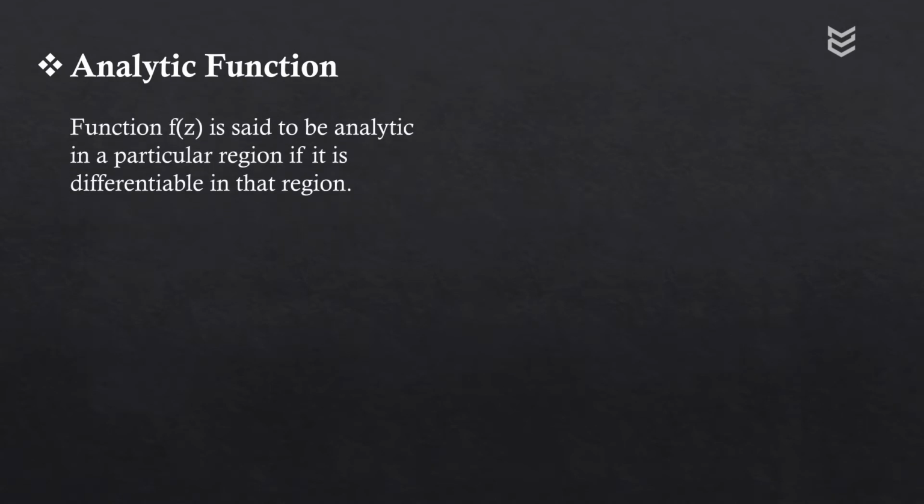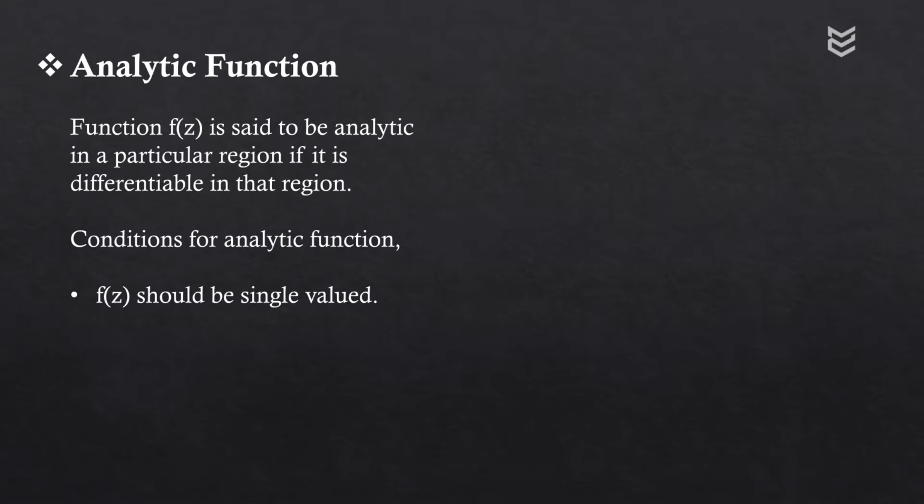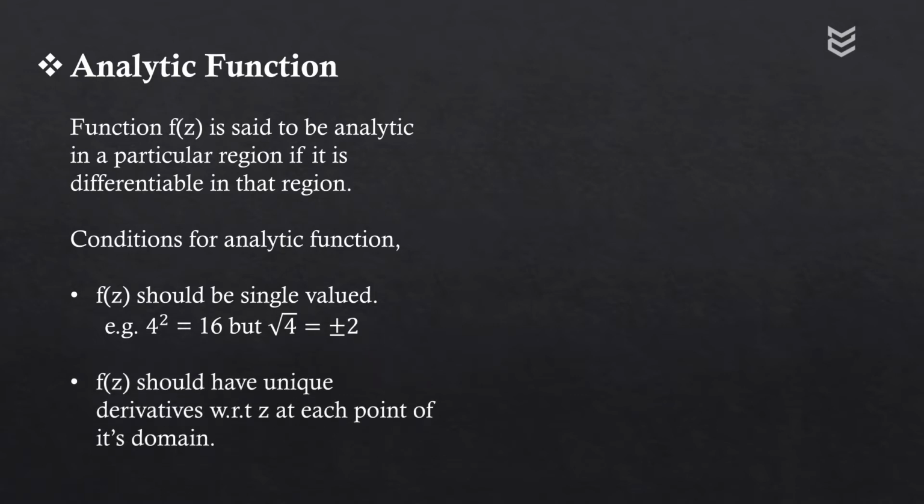Analytic function. A function of z is said to be analytic in a particular region if it is differentiable in that region. Conditions for analytic functions are: f of z should be single-valued. For example, you can see that 4 squared is plus 16, but root 4 is plus or minus 2. Here, 4 squared is single-valued, and root 4 is multi-valued. f of z should have a unique derivative with respect to z at each point of its domain.